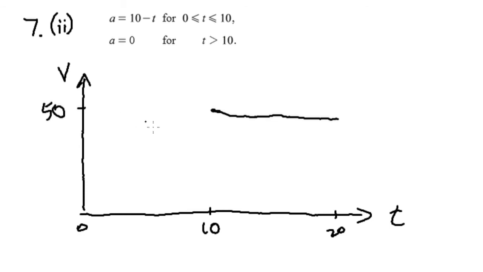Then for the path before, use this equation. You will see that the acceleration keeps decreasing, and therefore the gradient of this curve keeps decreasing. So it starts off fast and high, then slowly decreases until it reaches 0 at t equals 10, and it keeps horizontal for the rest of the curve. So that is part 2.